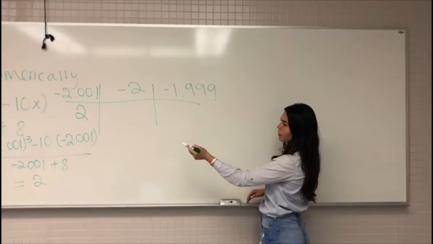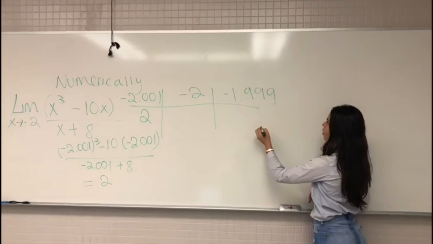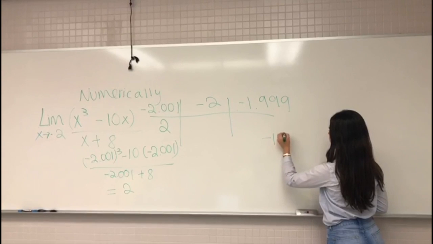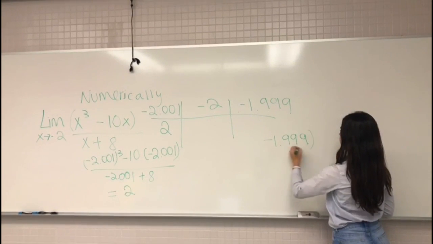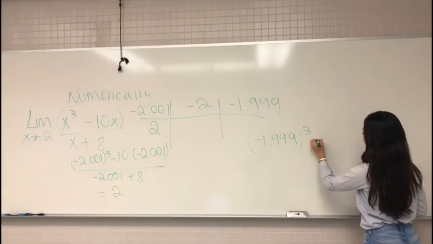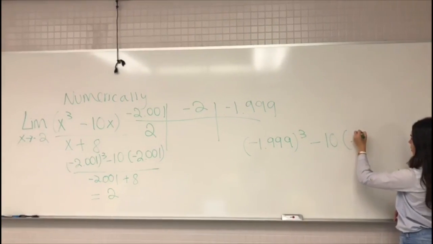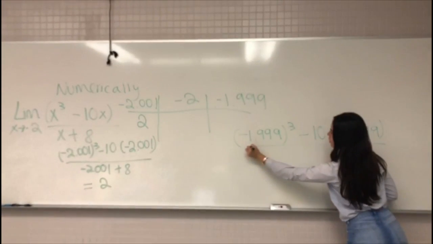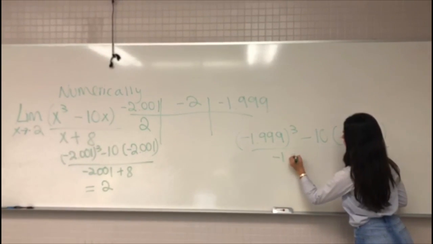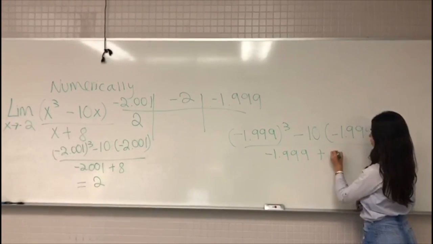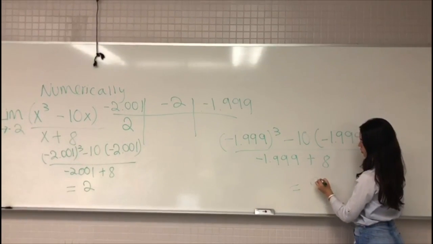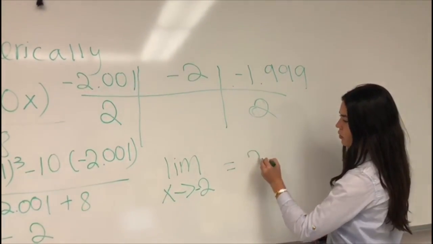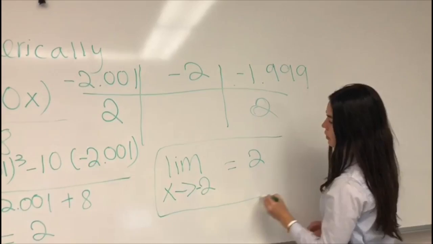Now we're going to do the same on the other side, but using this number, which is -1.999. So you plug in -1.999 cubed minus 10 times -1.999 all over -1.999 plus 8, which also gives you 2. So the answer when x tends to -2 is equal to 2. And this is the way it has to be written.